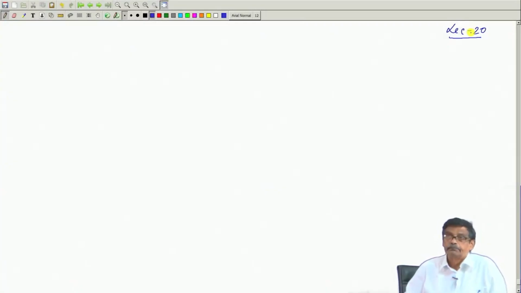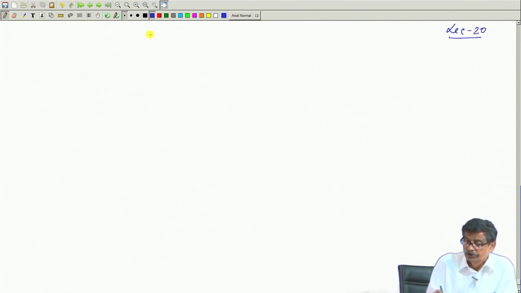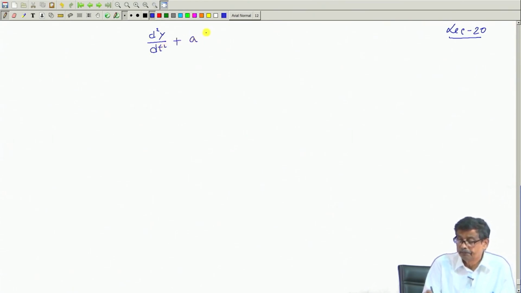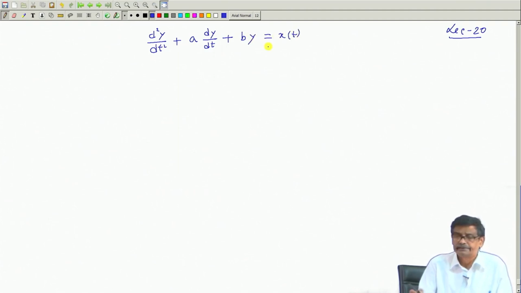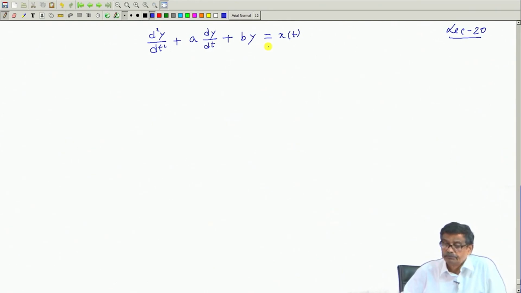Welcome to lecture number 20, and as I told you, we will now see higher order linear differential equations with constant coefficients, and how to solve those equations. So, let the equation be like this: d squared y/dt squared plus a dy/dt plus b y is equal to x(t). Once again, x(t) is the input, it could be any reasonable function, and y is the output of the network.